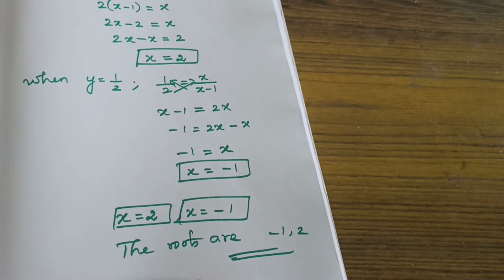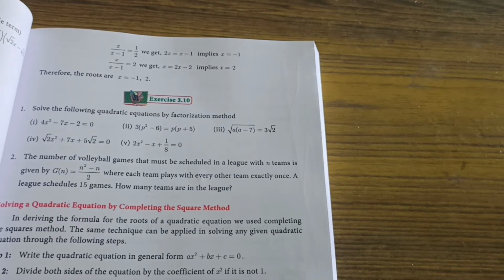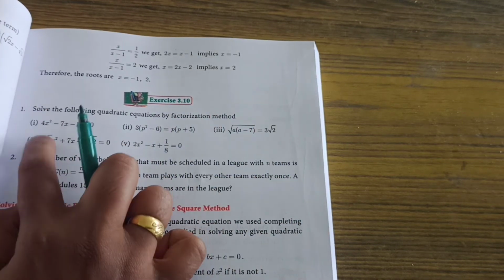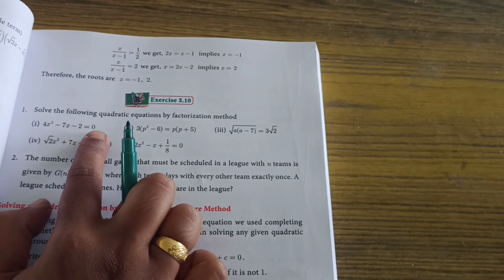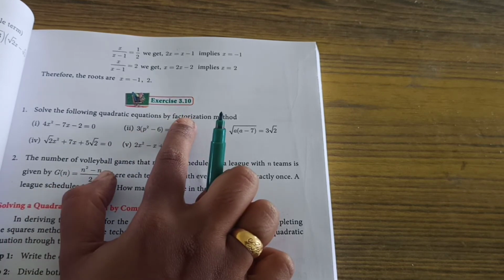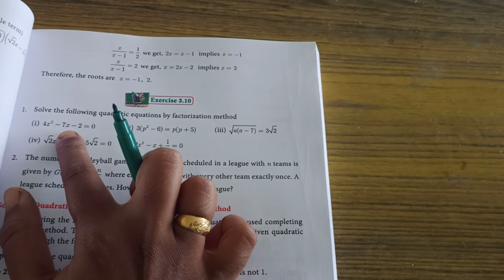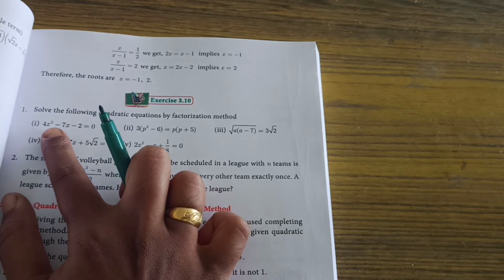Shall we move to the exercise problems now? Okay students, mark the homework problem. Exercise 3.10, first Roman, first one homework. It is already in the standard form only. So just by the factorization method you need to factorize and find the value of x. You will get two values because since it is a quadratic equation, you will get two roots.